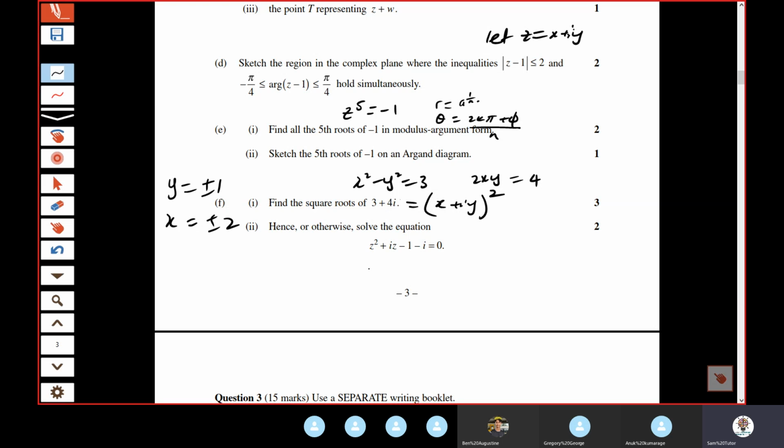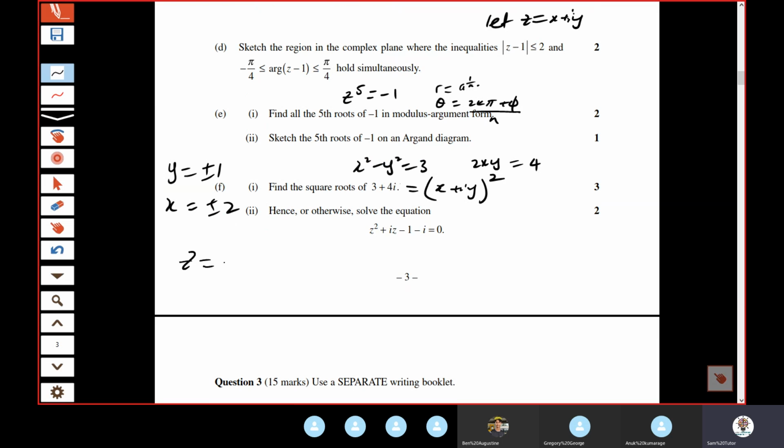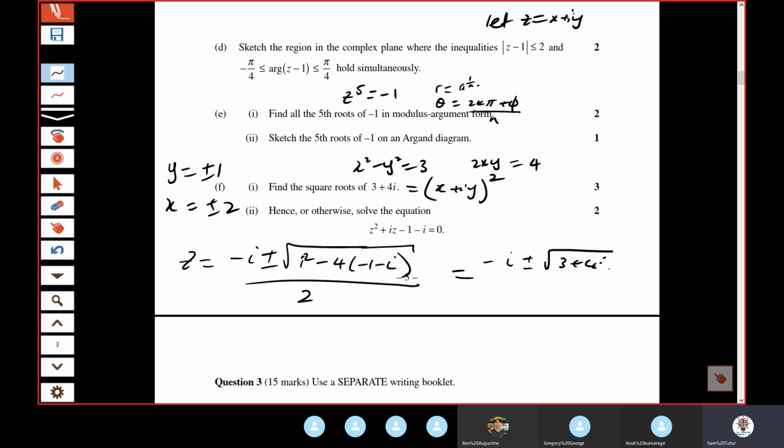Z equals minus b plus minus square root b squared minus 4 times a times c, all over 2a. I think I know what the inside should become. It should become 3 plus 4i, because that's the whole point of it. So square root of 3 plus 4i, all over 2.